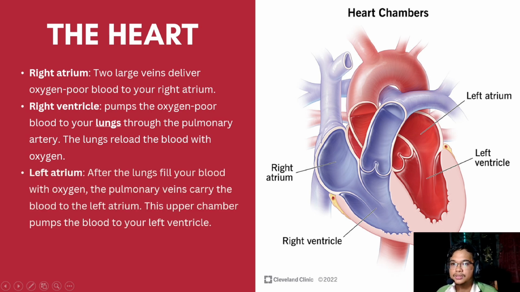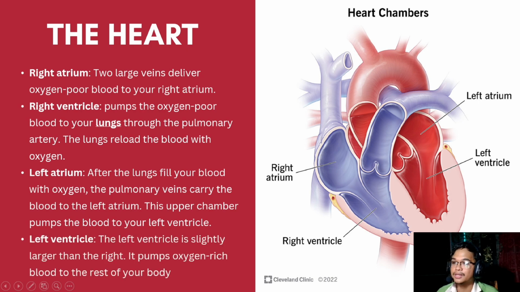Next, we'll go from the right side to the left side. We have first the left atrium. After the lungs fill your blood with oxygen, the pulmonary veins carry the blood to the left atrium. This upper chamber pumps the blood to your left ventricle. So this one receives blood from the lungs.